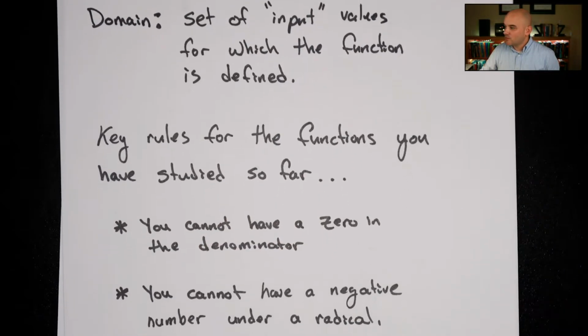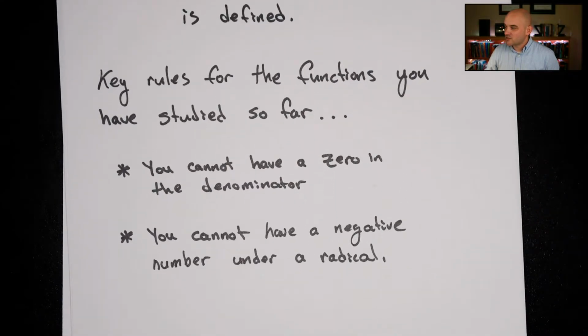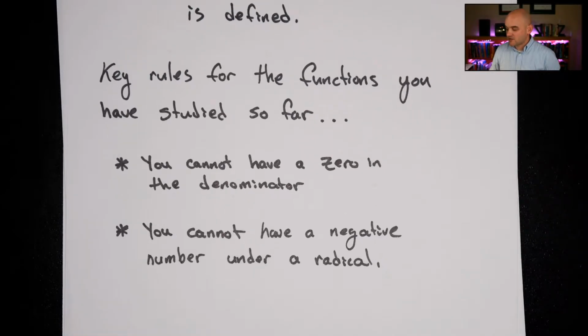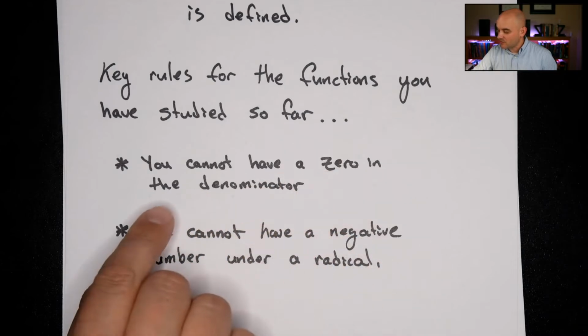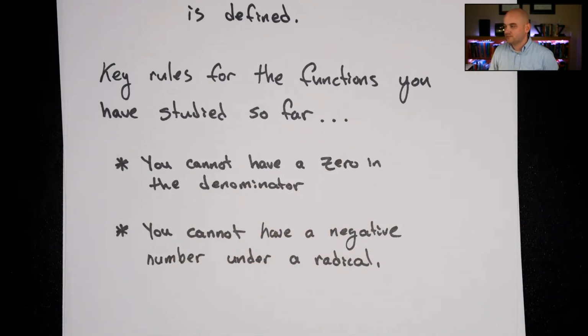So what I want you to know is this. Sometimes students get confused when we're finding the domain. When do I know it's all reals? When do I know that there are exceptions? So far, you've learned two rules in the past, maybe more, but these two should stick out. You cannot have 0 in the denominator of a function or a fraction. You cannot have a negative number under a radical. So we're going to look at examples with those today.